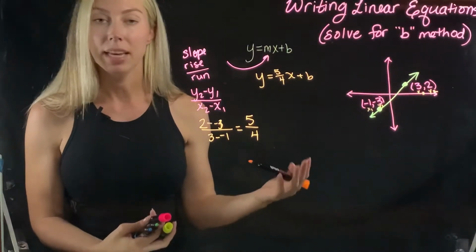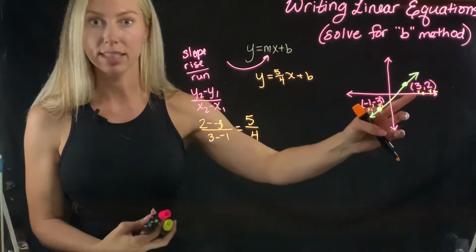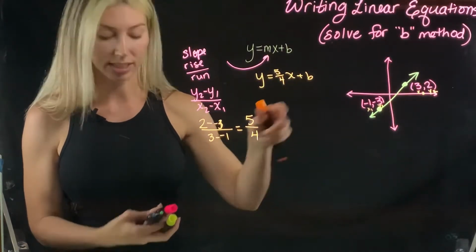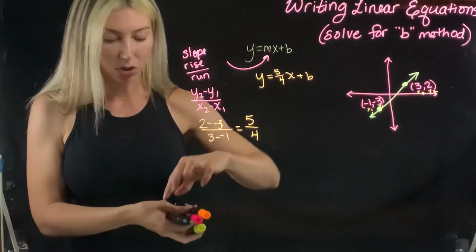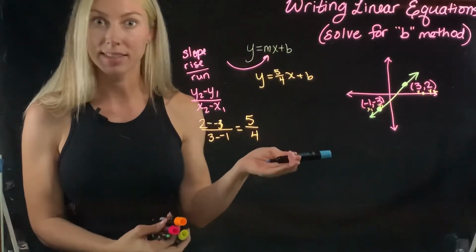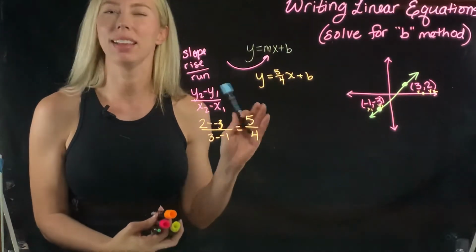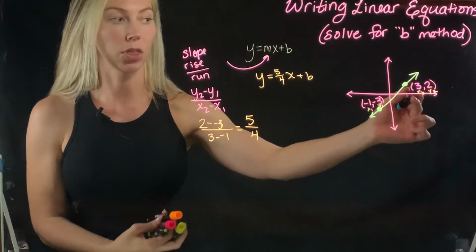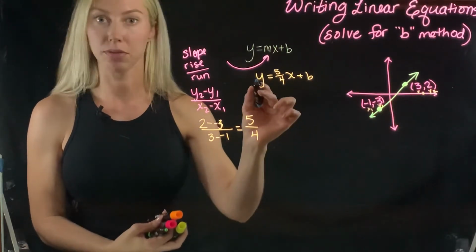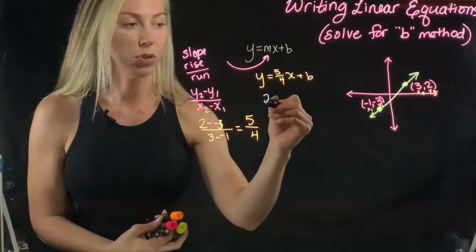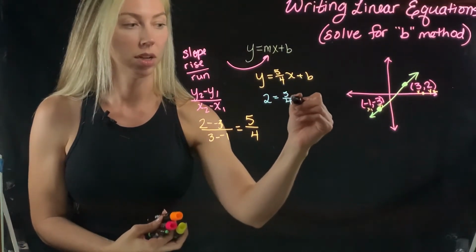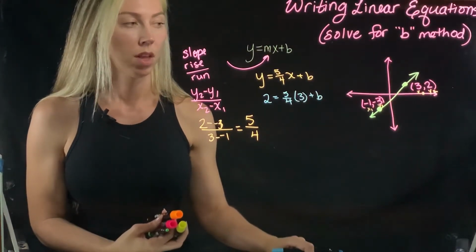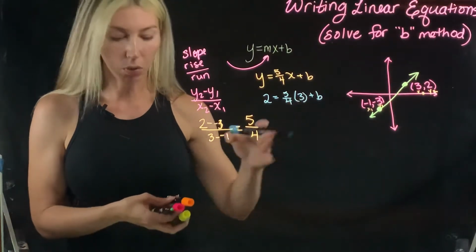Now the last step is simply to pick one of the 2 coordinates and plug it in for x and y to solve and figure out what your y-intercept is. So I usually pick the coordinate that has more positive numbers in it, just because it'll make the math a little bit more simple. So I'm going to use our x2, y2 here, and I'm going to plug the 3 in for the x and the 2 in for the y. So it's going to be 2 equals 5 over 4 times 3 plus b. And the next step is just to solve that equation.